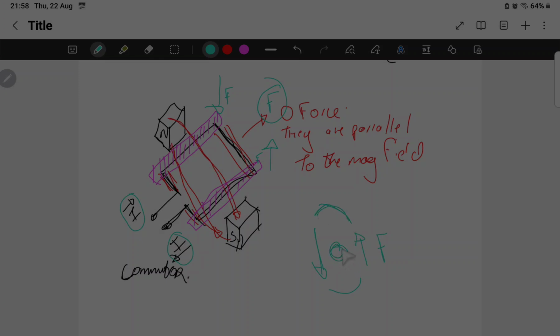So this rotates, and normally there would be a shaft in the middle here, which you have to rotate. That is your electric motor.